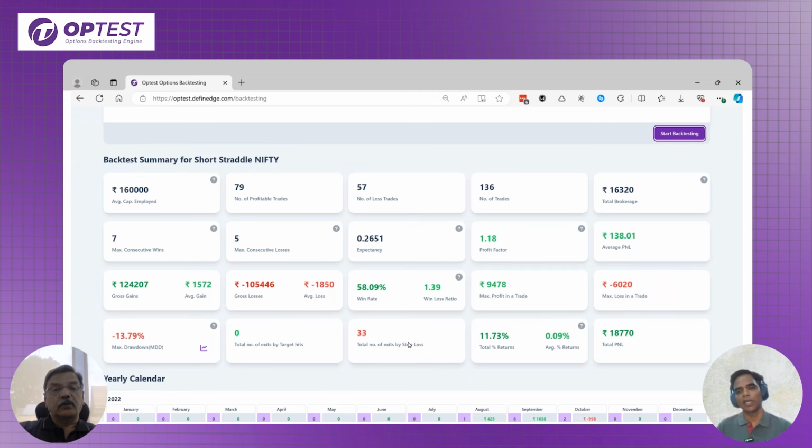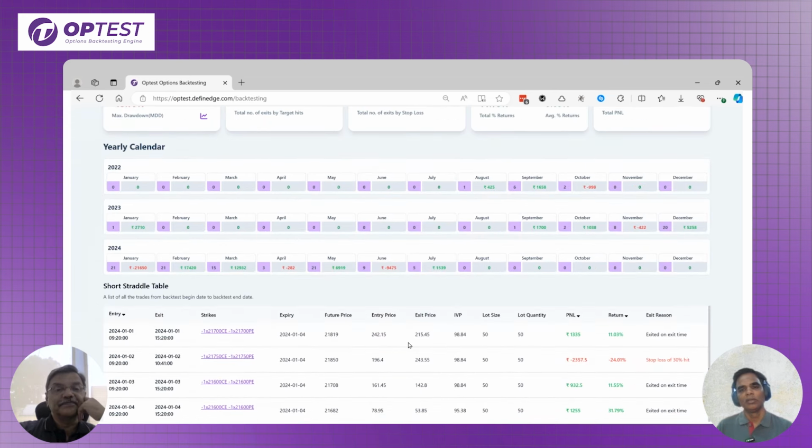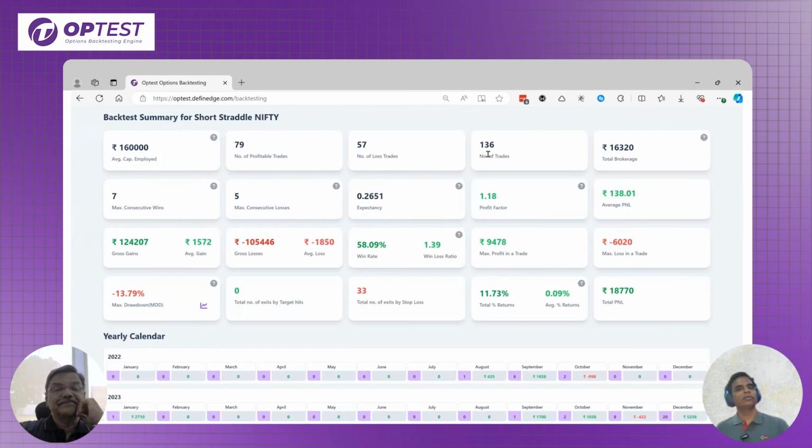In fact, brokerage has gone down from 58,000 to 16,000. Yes, exactly, because the number of trades are very few, 136 versus 491. So that's a huge drop in number of trades.